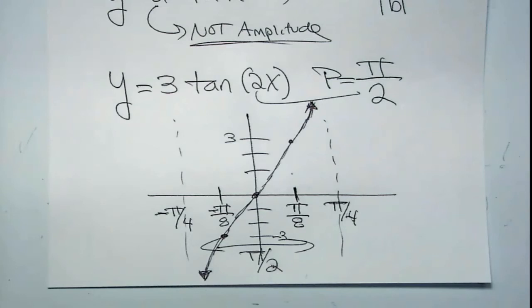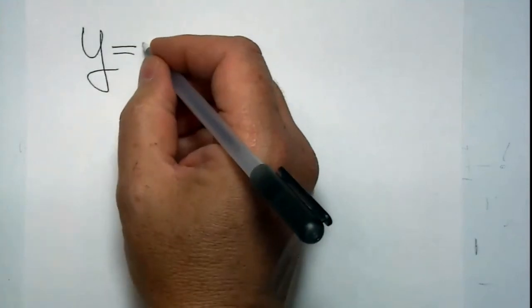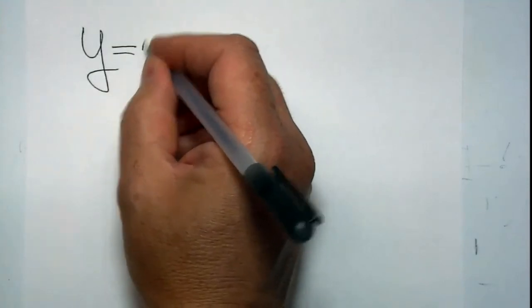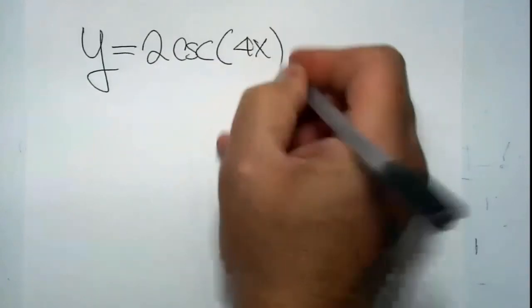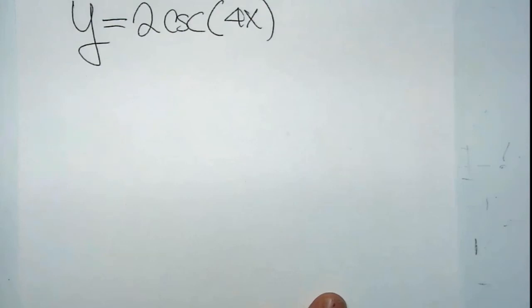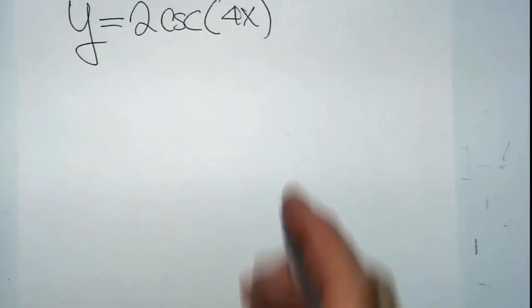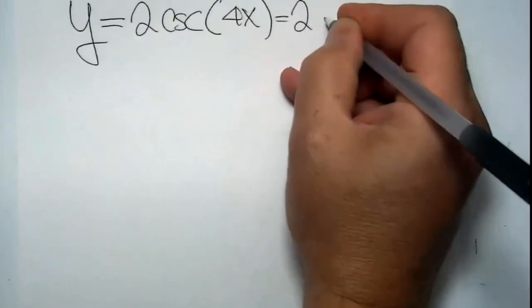And finally, let's talk about the reciprocal trig functions. I think I'm only going to get time to do one example. If I said that I would like you to graph y is equal, let's say, 2 cosecant 4x, you can do this. And the way to do it is to do this.